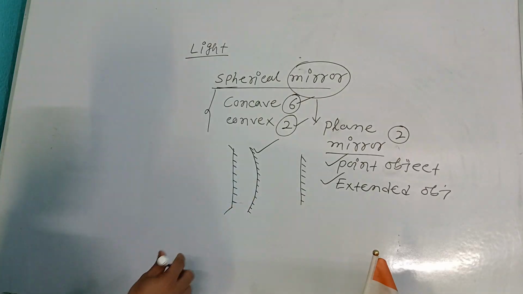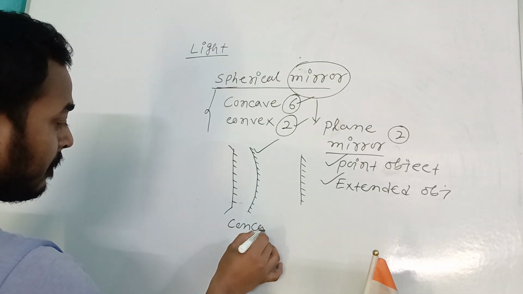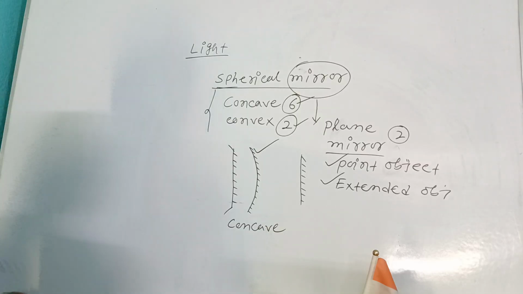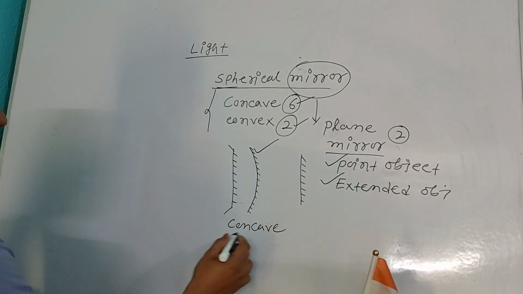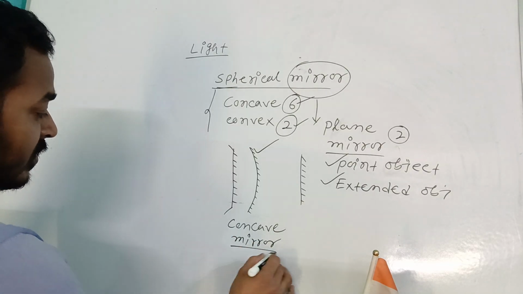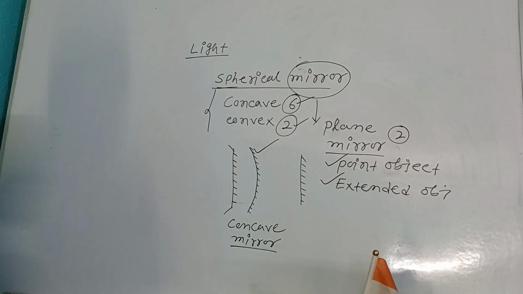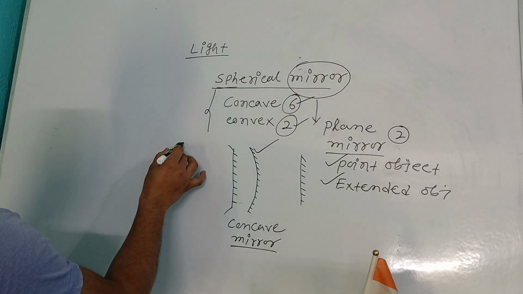So this is the concave mirror. Either you can draw this or this one. It is a concave mirror. Okay, concave mirror. Next one, convex. Convex means this type of mirror.